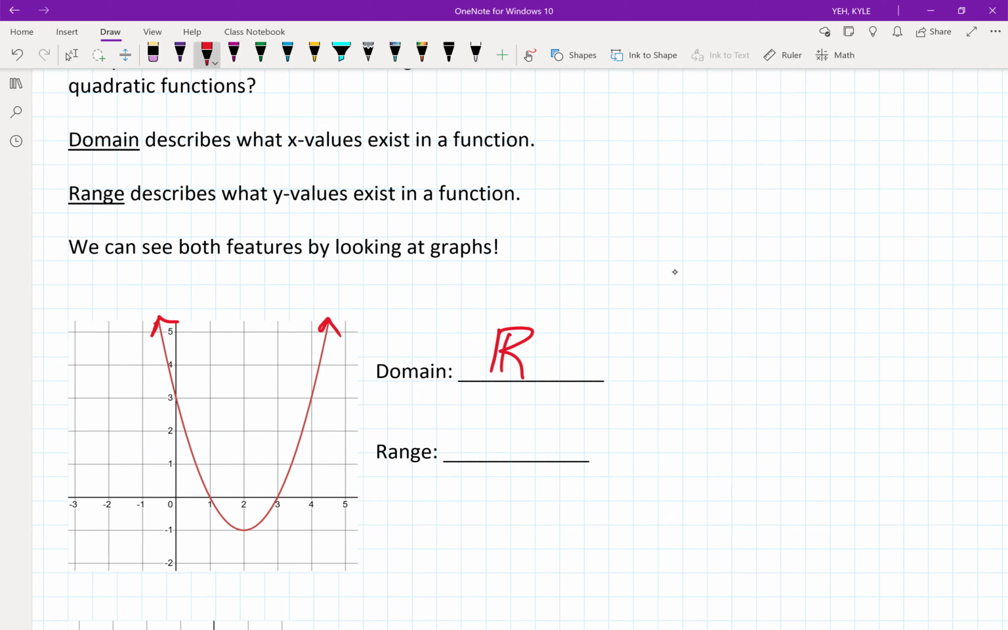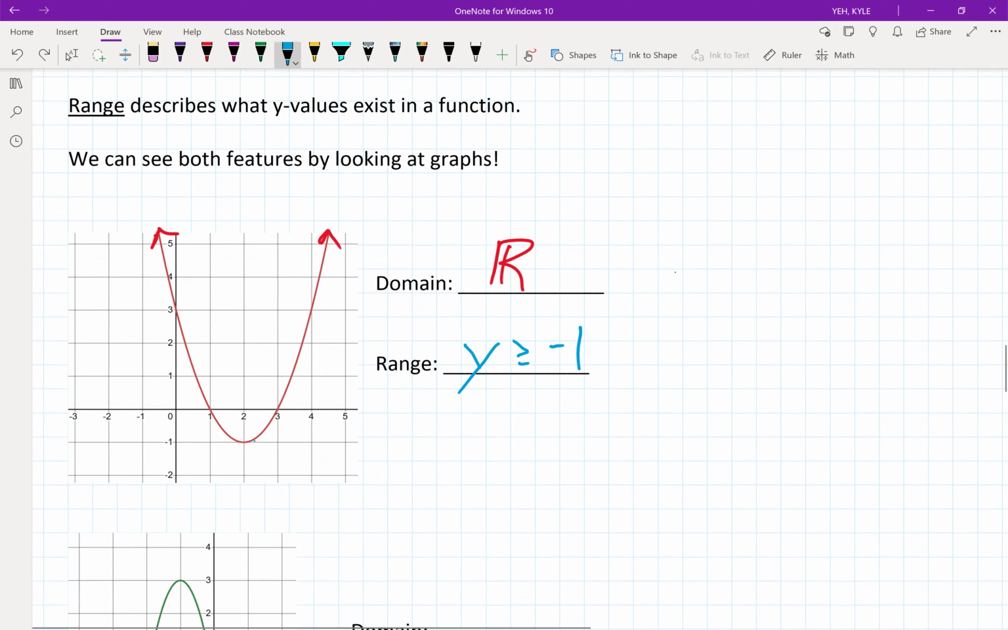Now, the range describes which y values appear with this graph. And if we look at this graph, the minimum looks like negative 1. That's as low as we go, but we go up forever. So I'm going to say that y is greater than or equal to negative 1. That's my range. That's saying on this graph, I will hit everything negative 1 and above, because the lowest point we go is -1, and we go up forever, the range is y is greater than or equal to -1. Let's look at another example.